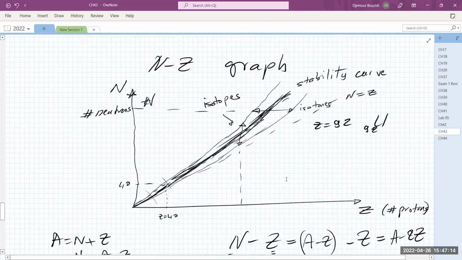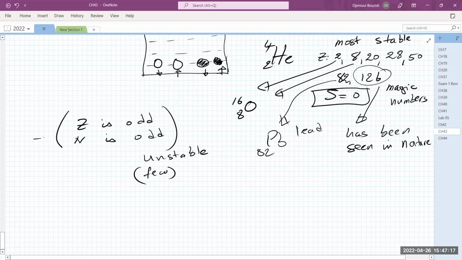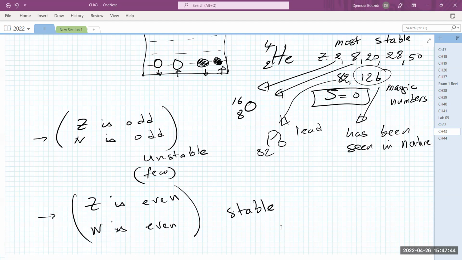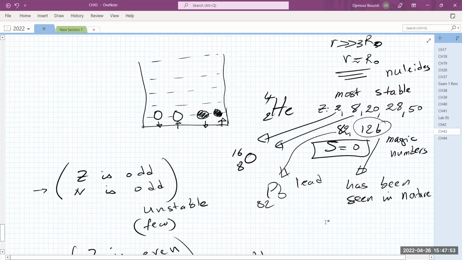So, this is another condition. If Z is even and N is even, then in this case, it's stable. As a matter of fact, this is one of the most stable ones. Again, there are exceptions to the rules. Out of the 2,500 elements known, only a few hundred, about 300, are stable. All of the others have all kinds of radioactive behavior, which is the next topic that we need to discuss.